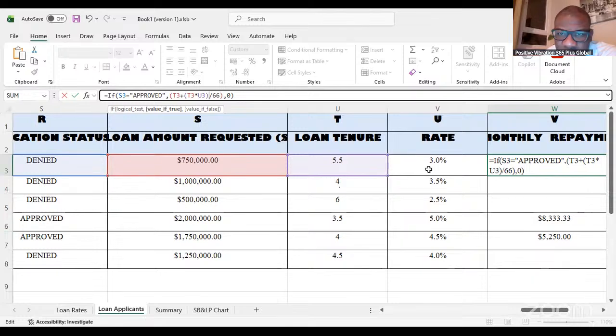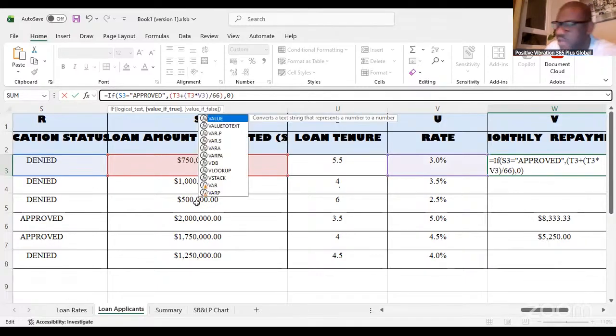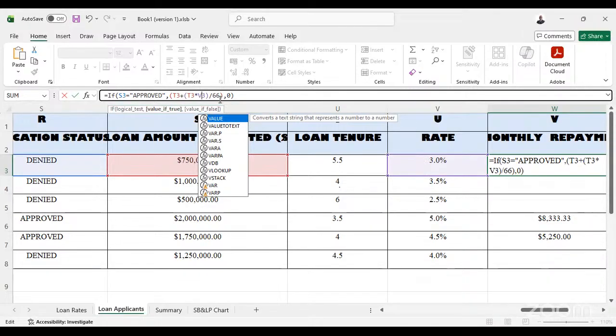So that means this is not right then, because the rate of V3. So this should be T3 multiplied by V3. It's not the rate. So that should have been V3. And then the loan rate isn't this one. Yes, sir, but that's per year.